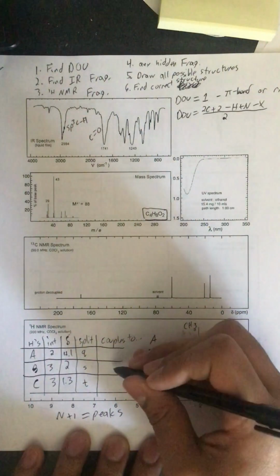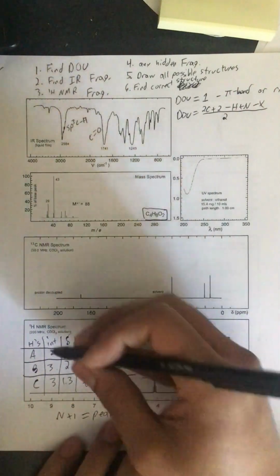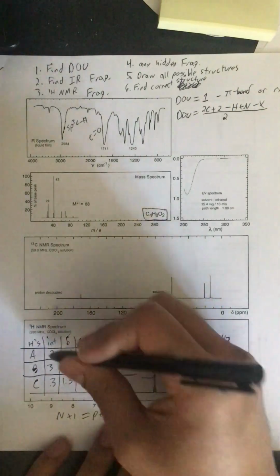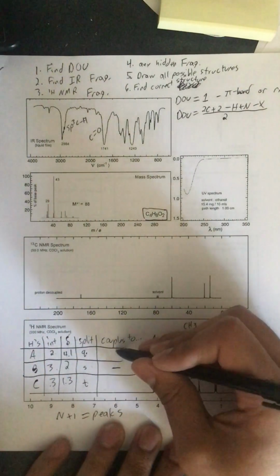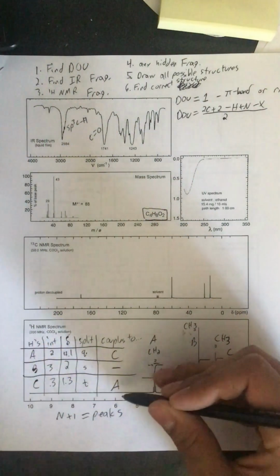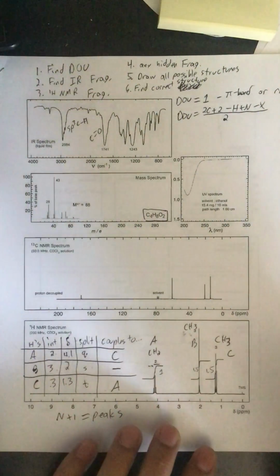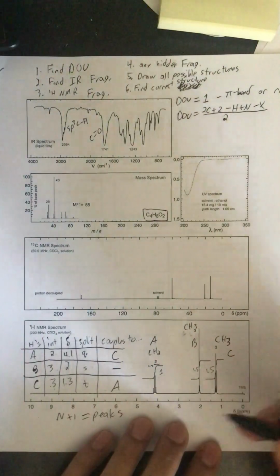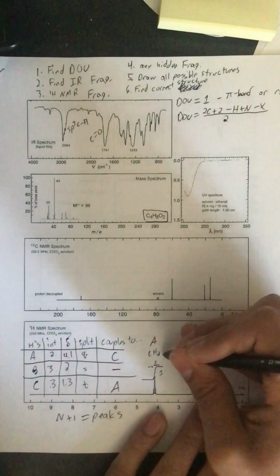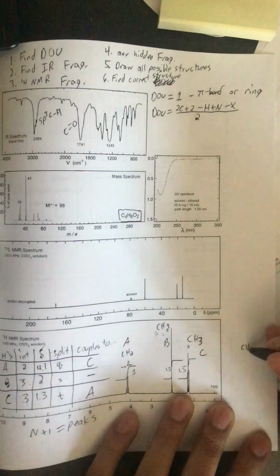So, since B is not being split by anything, it's not going to couple to anything. Couples 2 is what is splitting what. A is 2 protons split by 3 protons. C is 3 protons split by 2 protons. So A and C are coupling each other. If A is split by C, C necessarily has to be split by A. You can't have A split by C without C also being split by A. Those have to go together. Okay, so now I'm going to take that A and C are coupling each other, so I'm going to connect these two together, and I'm going to make these fragments.